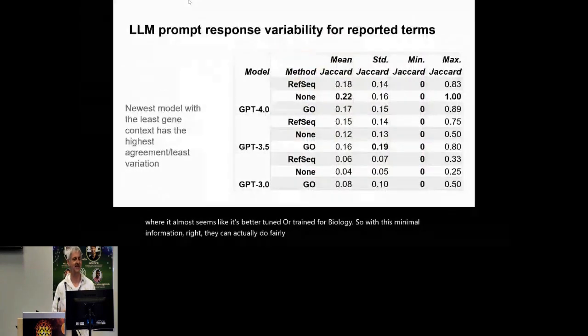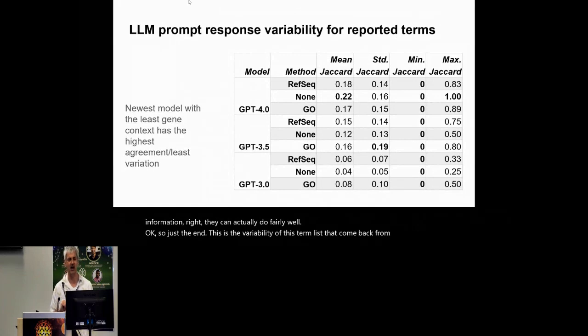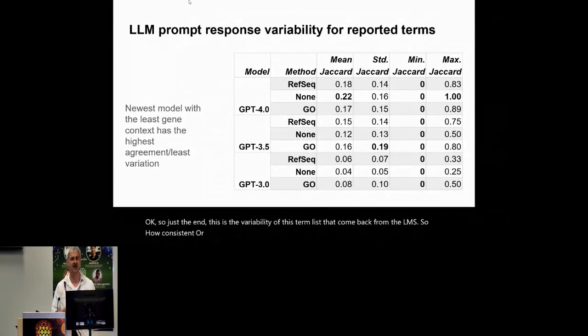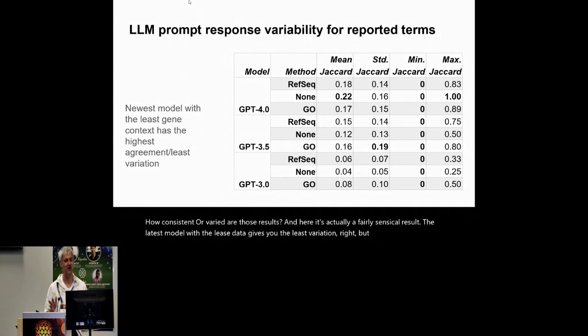Okay, so just to end, this is the variability of those term lists that come back from the LLMs. How consistent or varied are those results? Here it's actually a fairly sensible result: the latest model with the least data gives you the least variation. But at the same time, every model returned pairs of term lists that were completely different. I'd also highlight that we're seeing progress over time in multiple ways, so there are multiple views of this that seem to be working.